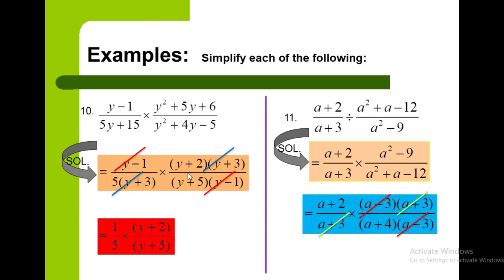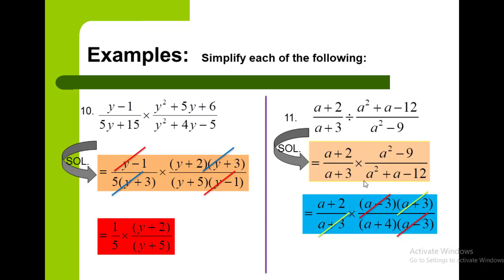As in the first example, we will factorize a squared minus 9, the difference between two squares, into two brackets: the first one a squared factorized into a and a, 9 factorized into 3 and 3, and we write negative and positive. We will factorize a squared plus a minus 12 into two brackets, the first one a plus 4, the second one a minus 3.